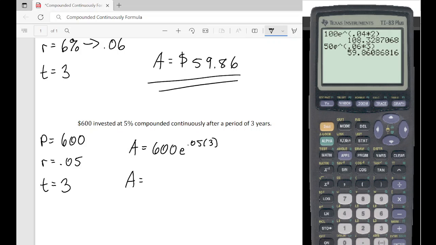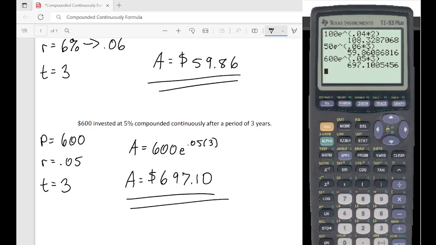And just like with the others, we're just going to plug it straight in and get an answer. So 600, second ln, 0.05 times 3. And what do we get? $697.10. So $697.10 is how much we get after we invested this much money into the account.